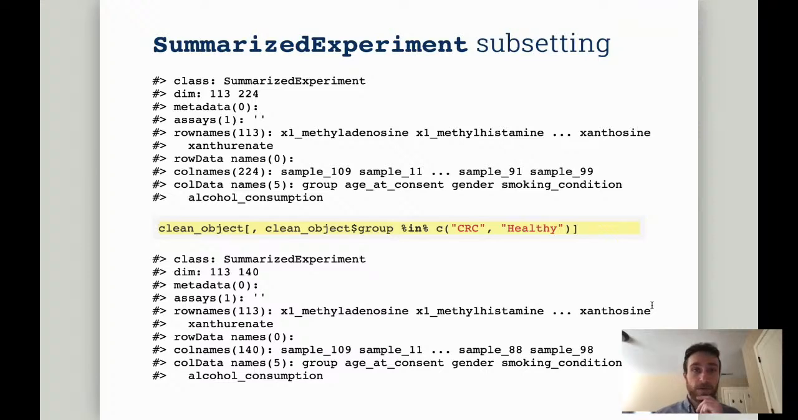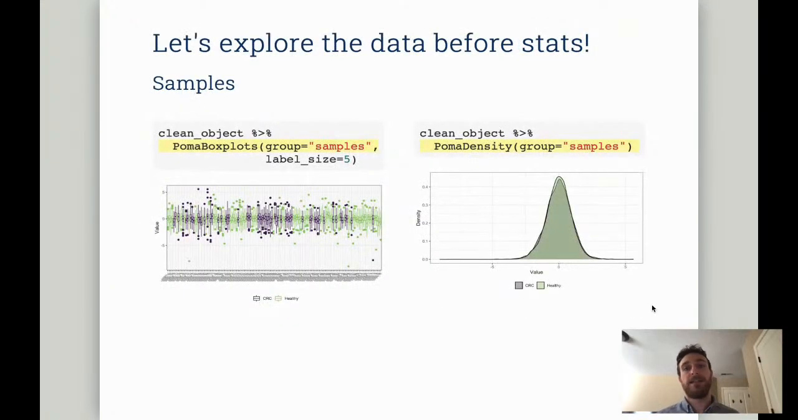So let's move to, not statistics yet. Let's explore a little bit our data before starting with the statistical part. For example, for sample exploration, we can do this. This is this clean object, I call that clean object. So this is our clean summarized experiment, still a summarized experiment object, but a clean one, the preprocessed one.